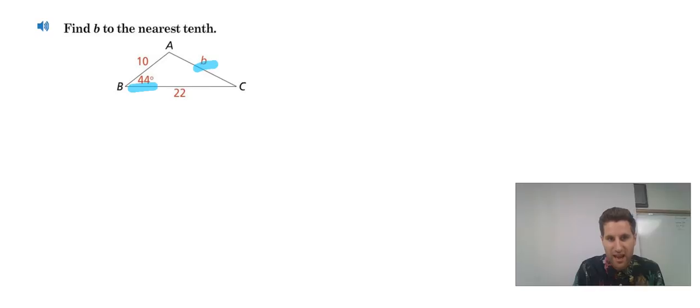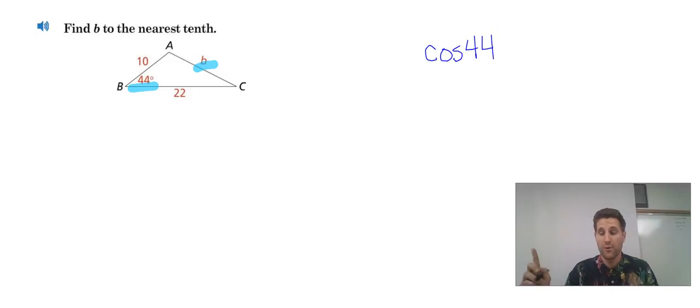Since I know a side and its angle opposite, I'm going to use law of cosines, and I'm going to do it like this. The cosine of the angle 44 is going to be on one side of my equation, and then on the other side is going to be b squared, what I don't know. And then I get to fill in the rest with the 10 and the 22. So this is how we want to set it up. Just like these are opposites in the picture, they're opposites in the equation. We always take cosines of angles.